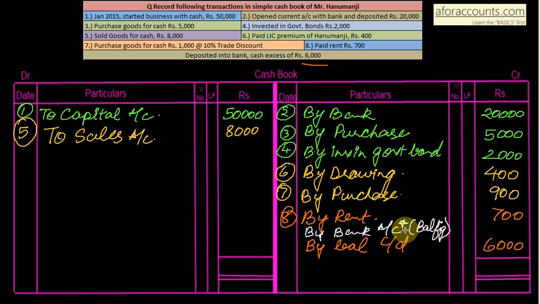I don't know now how much I have to put in the bank, so I'll take the total first. 50,000 is your capital. So 50,000 plus 8,000 comes up to 58,000. 58,000 here also, and 58,000 minus 20,000 minus 5,000 minus 2,000 minus 400 minus 900 minus 700 and minus 6,000 gives you 23,000. So this 23,000 is the amount that I will deposit in bank after keeping 6,000 as my closing balance.